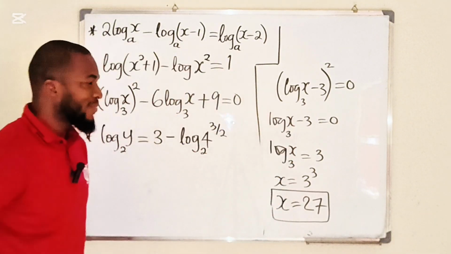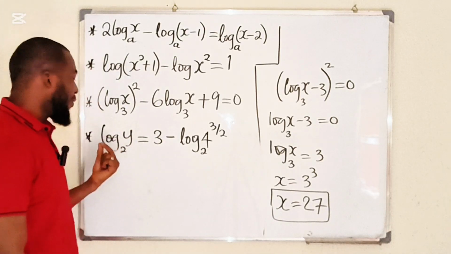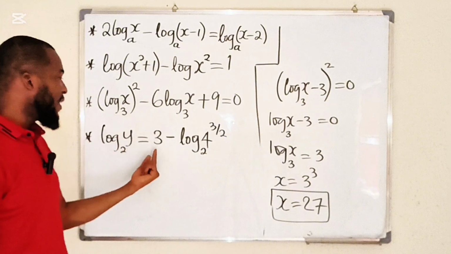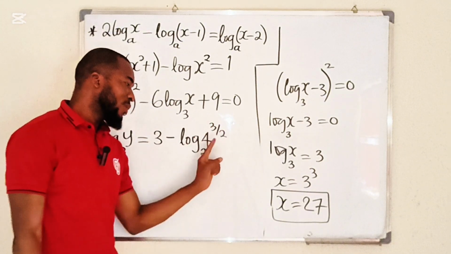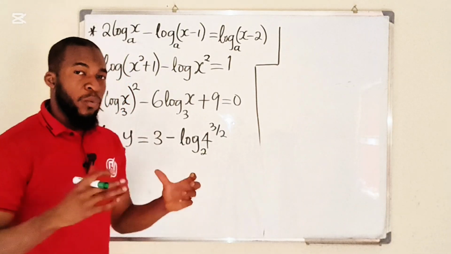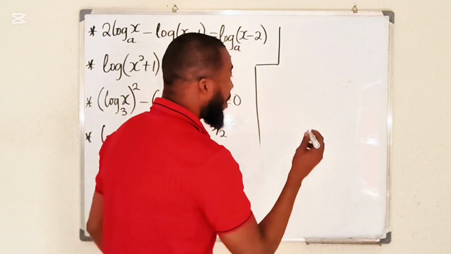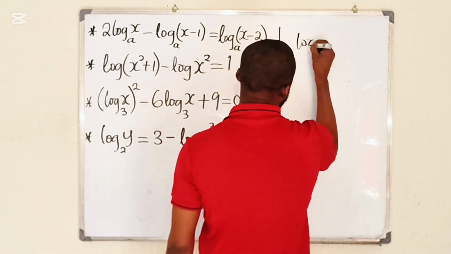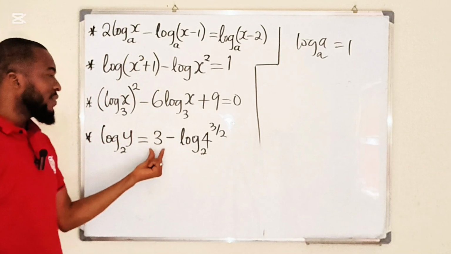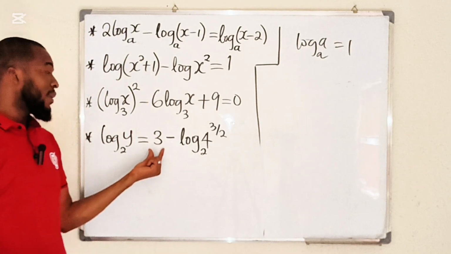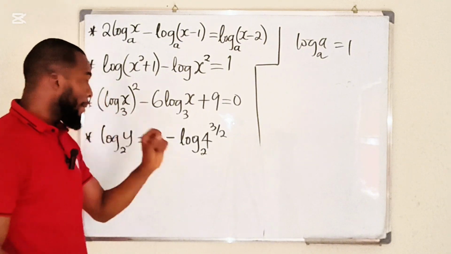Boom. The last one, we are asked to solve log of y with the base of 2 equal to 3 minus log of 4 raised to the power of 3 over 2 with the base of 2. One thing you should remember again, log of a number having the same base as the number will be equal to 1. Log of a base a is equal to 1. So since we have a constant number here, we can multiply by 1. We have a base 2 here, so we can multiply this number by log of 2 base 2.